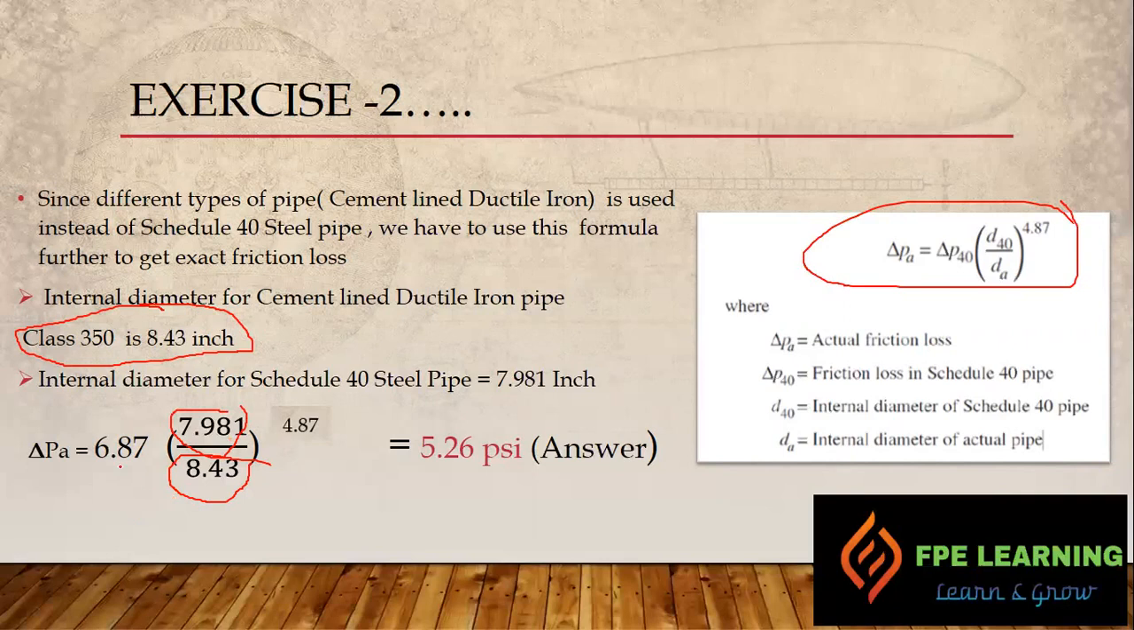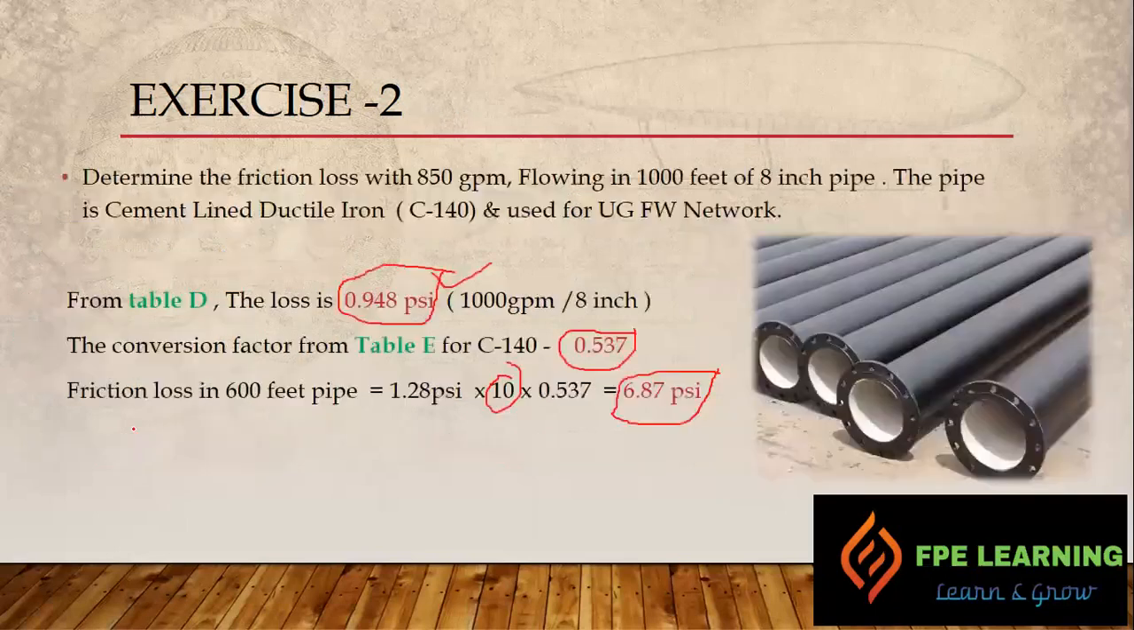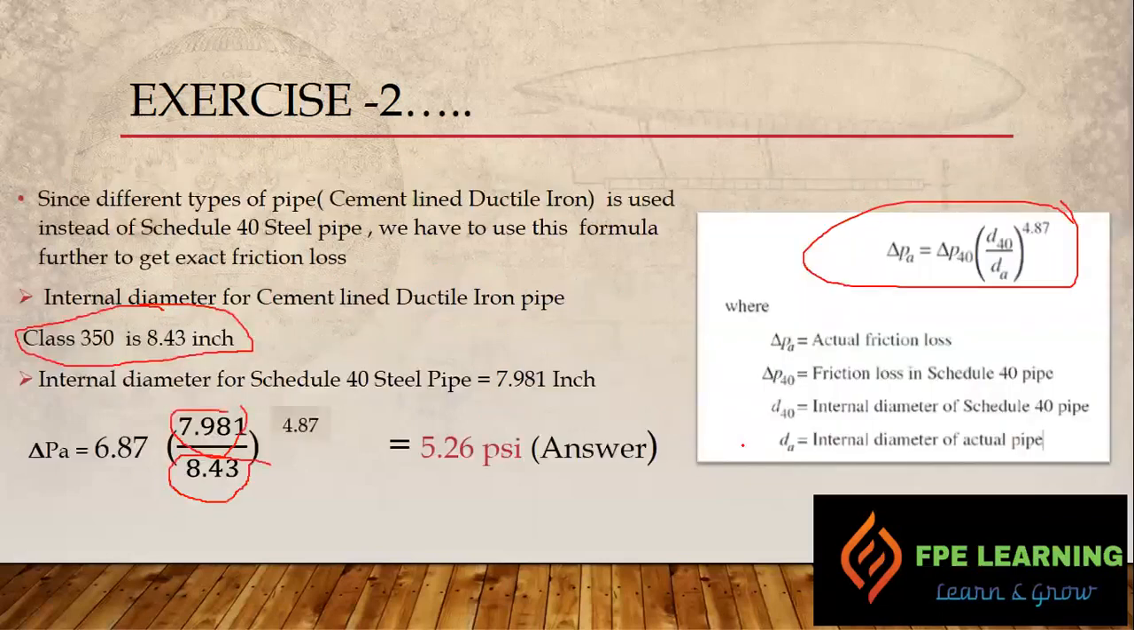Multiply this by 6.87, which is our frictional loss. Here is our final frictional loss, 6.87 psi, right, to the power 4.87. So finally we have come to the final answer. We have 5.26 psi, right? So this is the friction loss of 5.26 psi for a pipe length of 100 feet.